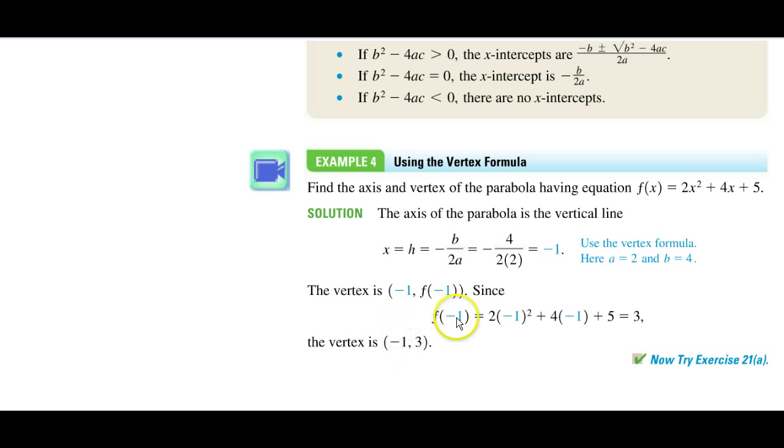So if we put negative 1 into this formula up here, we get then, x is negative 1, and we end up with our y is 3. So remember we said we can substitute a y for this. X is a negative 1, and this becomes a 2, negative 4, 5. 2 and 5 is 7, minus 4 is 3. That would be your y value. So the vertex is negative 1, 3.